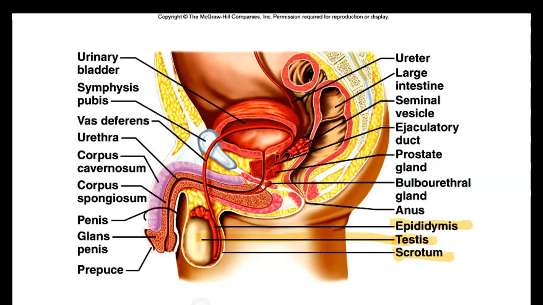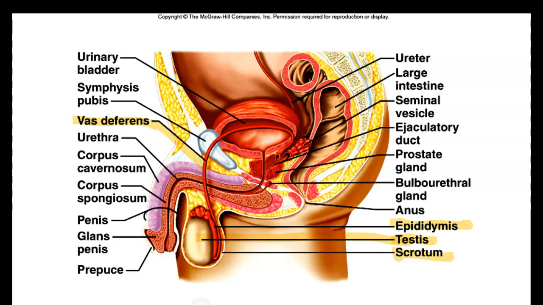Next, we're going up and we will see the vas deferens. So this here, you're going to see the vas deferens. That's going to be a tube that's going to lead from the epididymis to the urethra. So with the vas deferens, it is going to move that matured sperm once it's ready to be ejaculated. It moves it into basically what we call the ejaculatory ducts and then through the urethra before ejaculation.